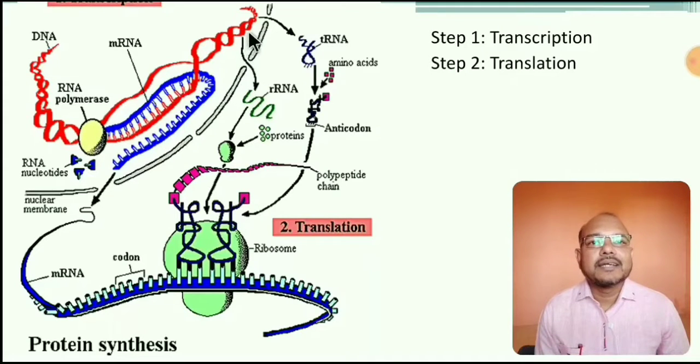The single stranded mRNA emerges from the nucleus into the cytoplasm, and at the rough endoplasmic reticulum the tRNA brings the amino acid, and the codon and anticodon attach on the mRNA, get processed and synthesize the protein. This diagram indicates the whole protein synthesis protocol.